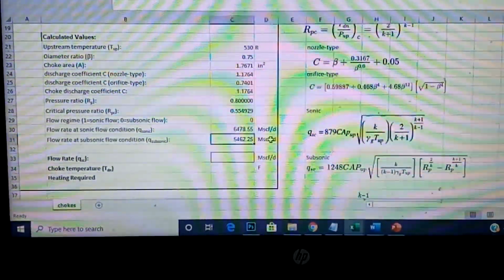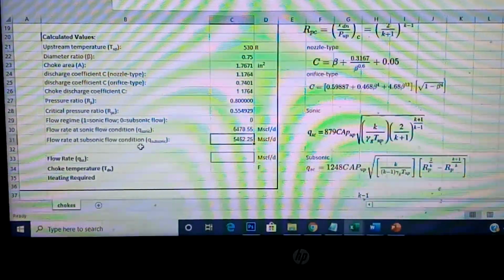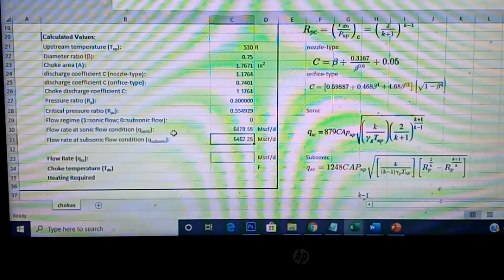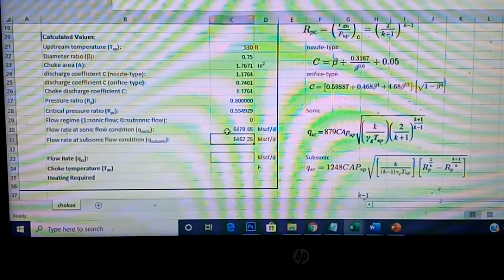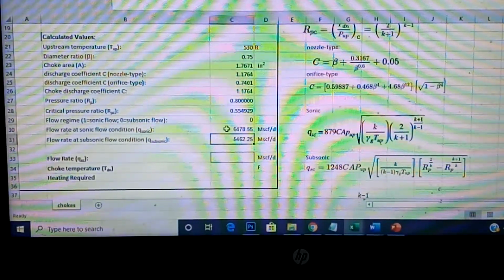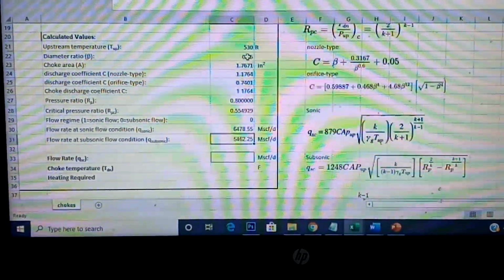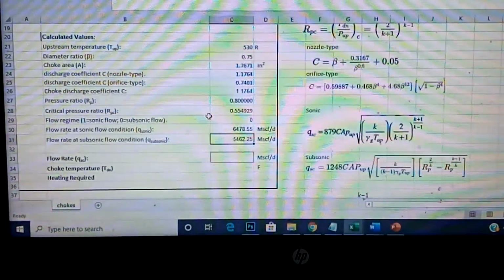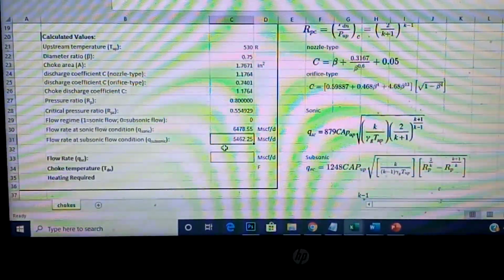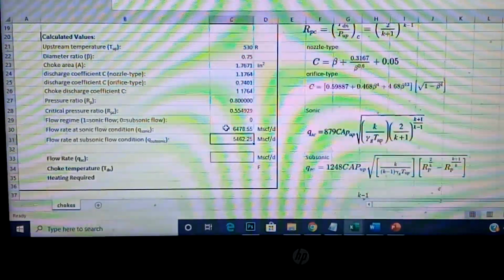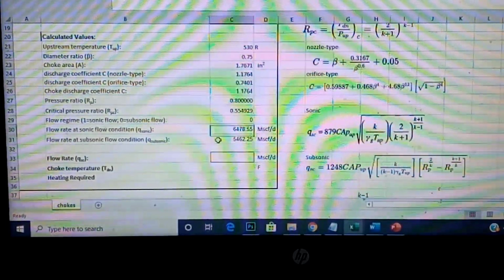Okay, so now if it were subsonic flow, the flow rate will be 5462. If it were sonic flow, remember if it's sonic, this flow rate stays at 64. Even if you reduce the downstream pressure, it doesn't change anymore. You're gonna see, because I'm gonna do another video for that. Now, so we've calculated this. We've calculated for sonic. So the answer is going to be one of these.